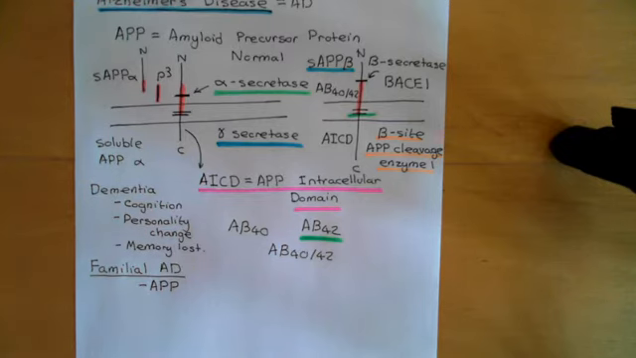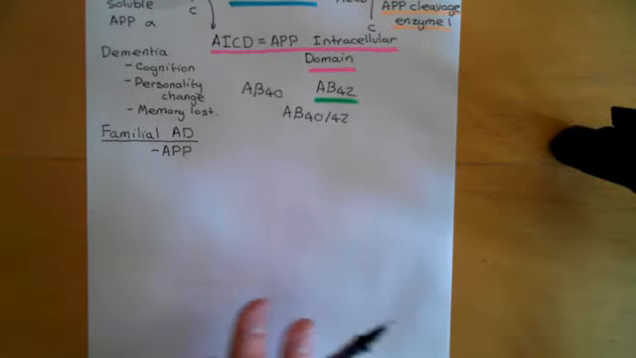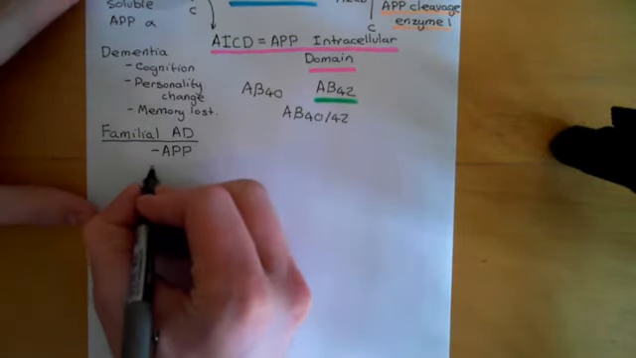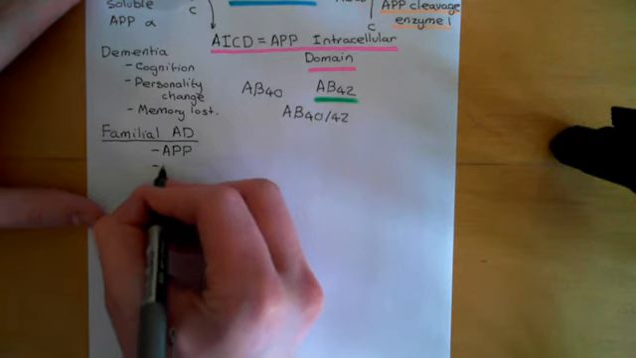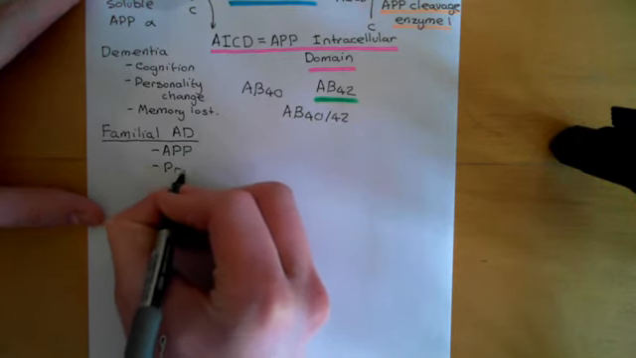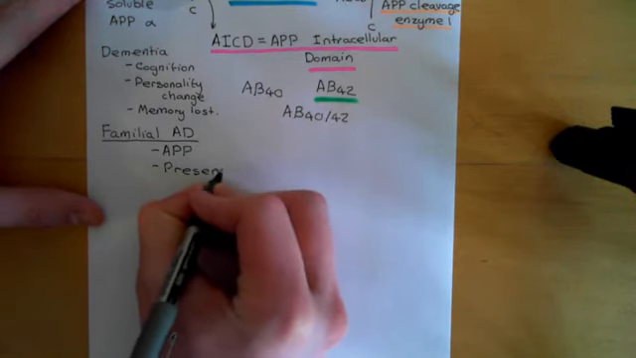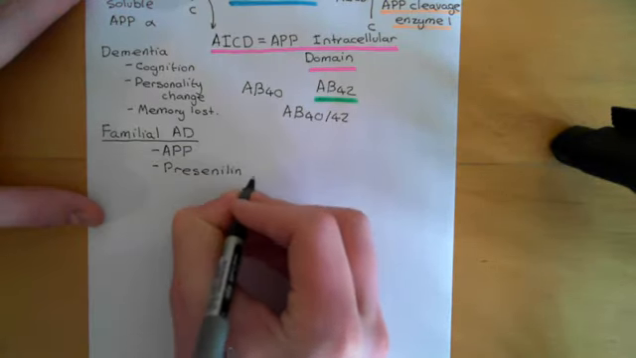So that's one of the things that could underlie early onset Alzheimer's disease in this familial way. In addition, you can have mutations in proteins known as presenilins. Okay, now the presenilins are parts of the gamma secretase enzymes.